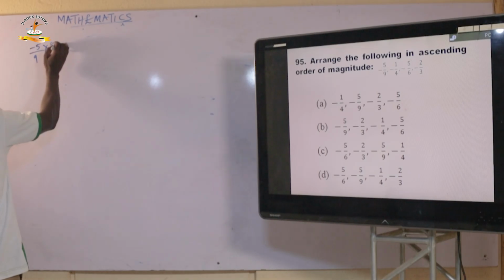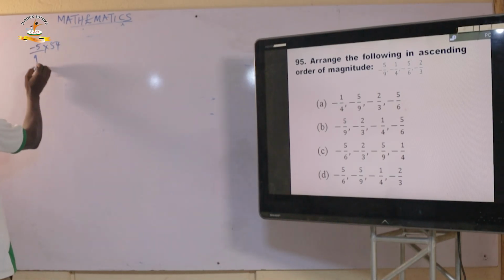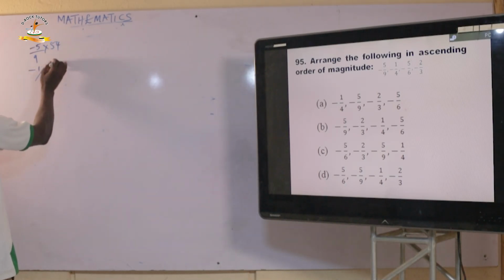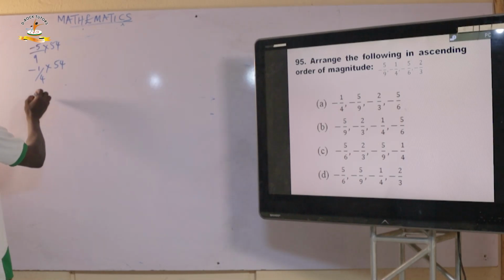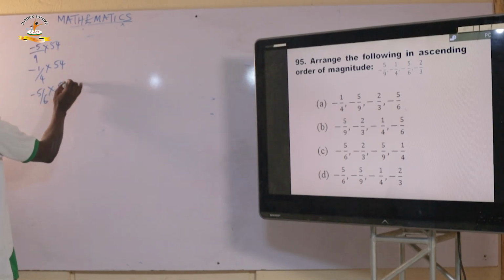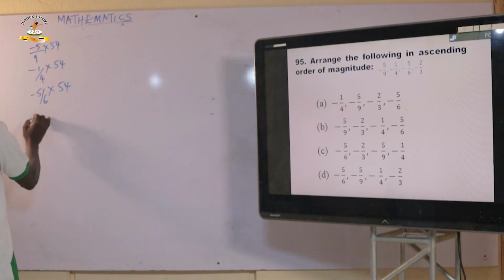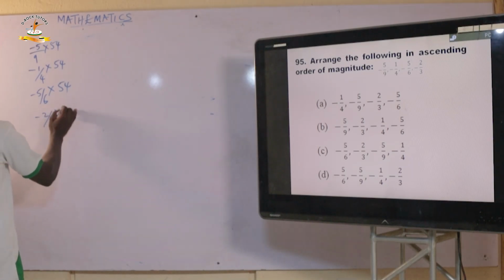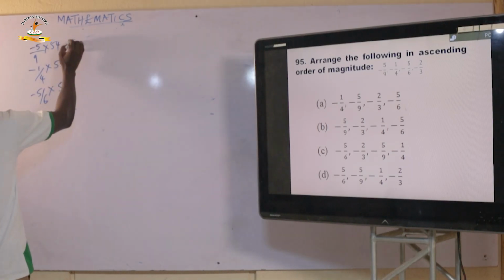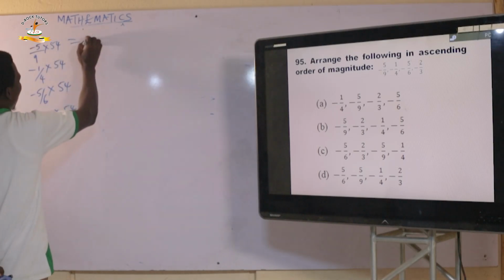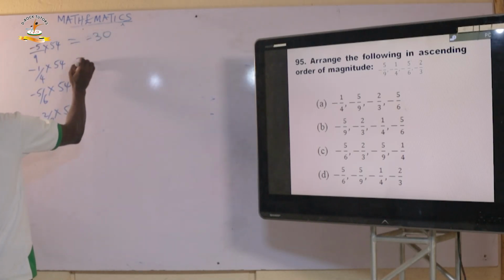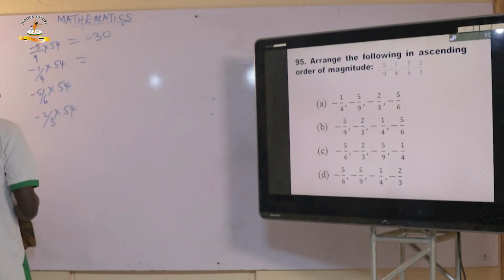I keep multiplying by 54. Next one, minus 1 over 4, multiplied by the LCM 54. The next one, minus 5 over 6, multiplied by the LCM 54. The last one is minus 2 over 3, multiplied by 54. Here you have this as 6. 6 times minus 5 is minus 30.